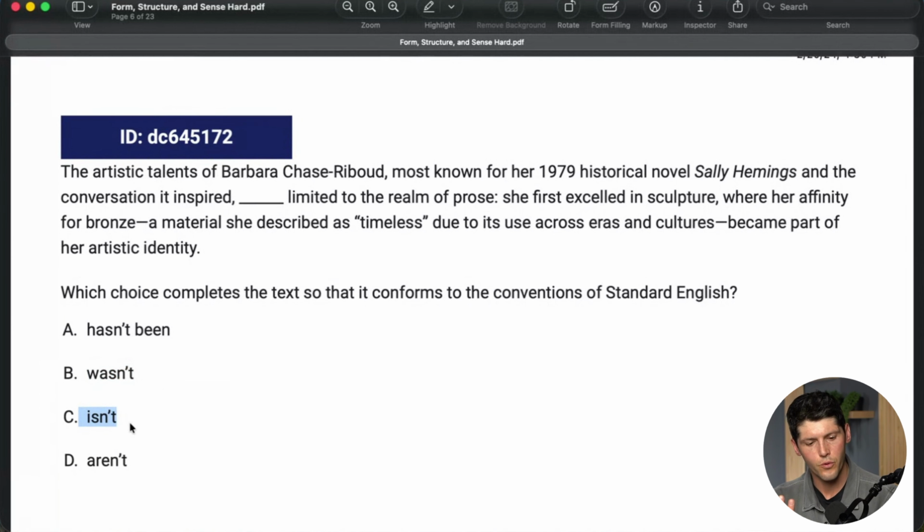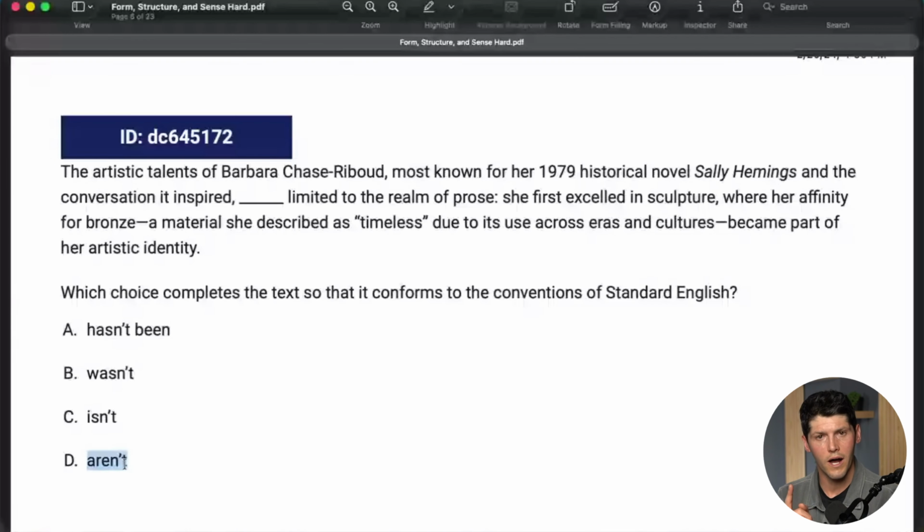So we have 3 singular in this case, right? And then the last one, they aren't. You wouldn't say she aren't, right? So one of these answer choices is plural. The rest are singular. That means it's answer choice D. That's it. It's really that simple.